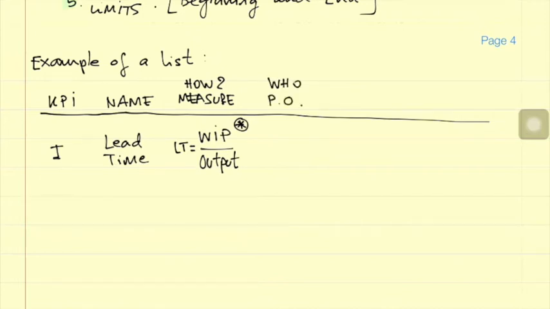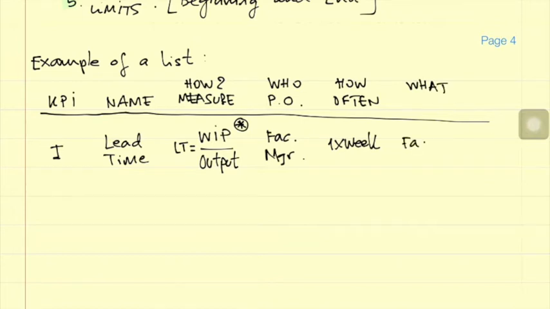Okay. So the third question is, who is the process owner? In this case, we have said we take care of the factory, so this is the factory manager. How often? And this is just an example. We measure once a week. And what we measure is the factory. Okay, so we measure the lead time of the whole factory. Who is the process owner? How often and what?